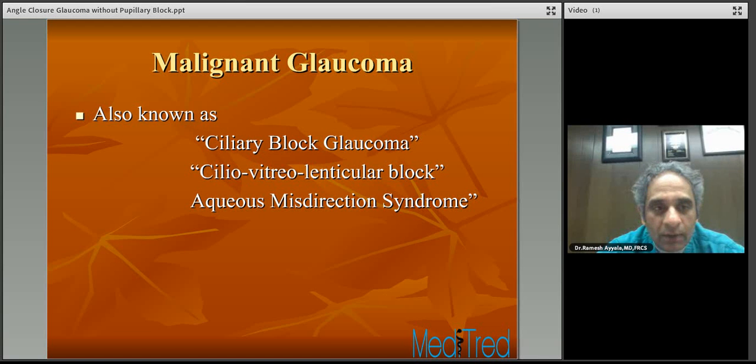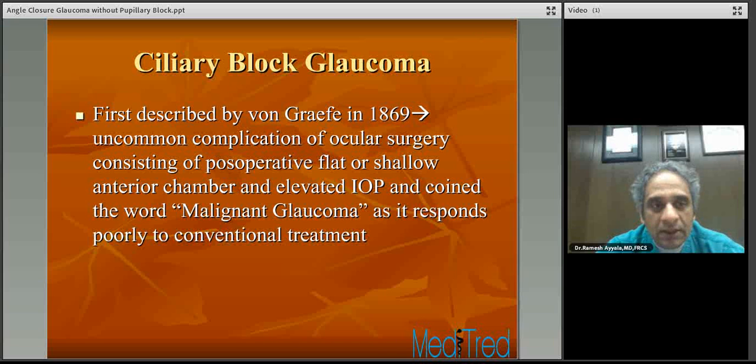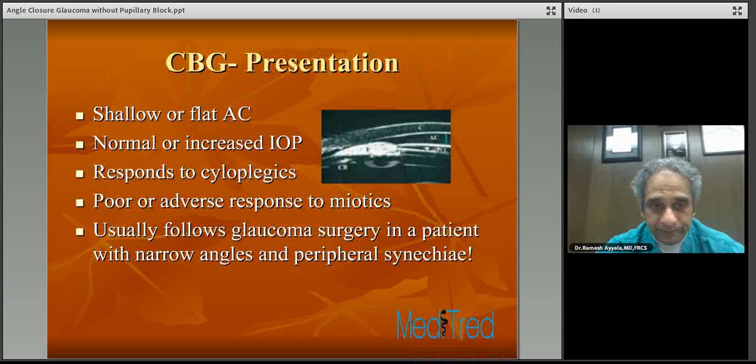So what is malignant glaucoma? It's also known as ciliary block glaucoma, cilio-vitreo-lenticular block, or aqueous misdirection syndrome. I think the BCSC textbook labels this as aqueous misdirection syndrome. This entity was first described by von Graefe in 1869 as an uncommon complication of ocular surgery consisting of postoperative flat or shallow anterior chamber and elevated intraocular pressure, and he coined the word malignant glaucoma as it responds poorly to conventional treatment. In those days, every single one of these patients ended up being blind. Even today, this is a difficult entity to treat, but fortunately, better understanding of pathophysiology has led us to better treatment options, and a lot of these episodes are resolved. But it's still a struggle.